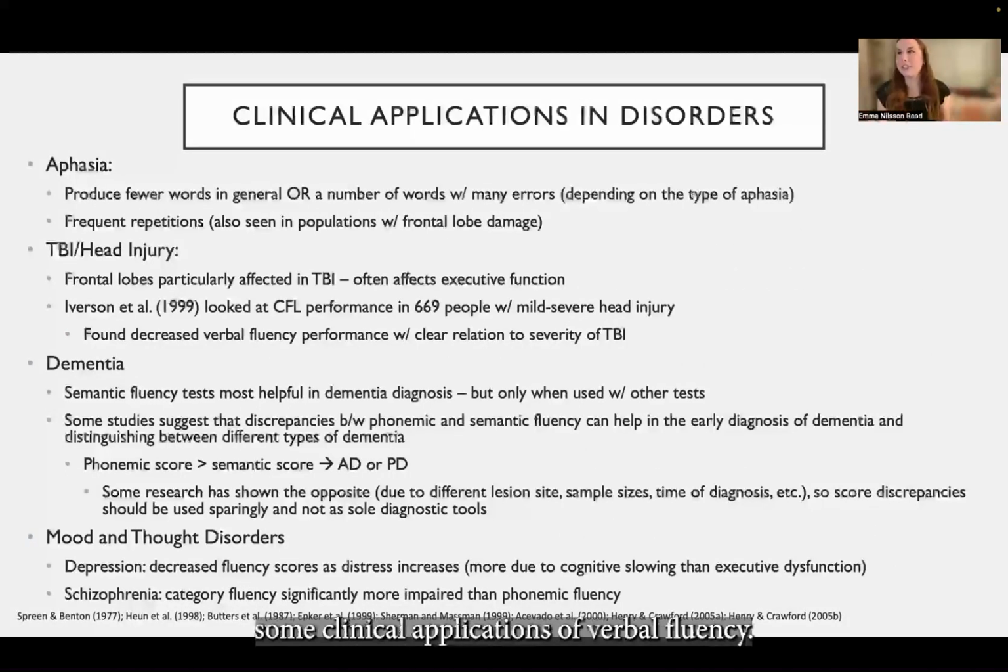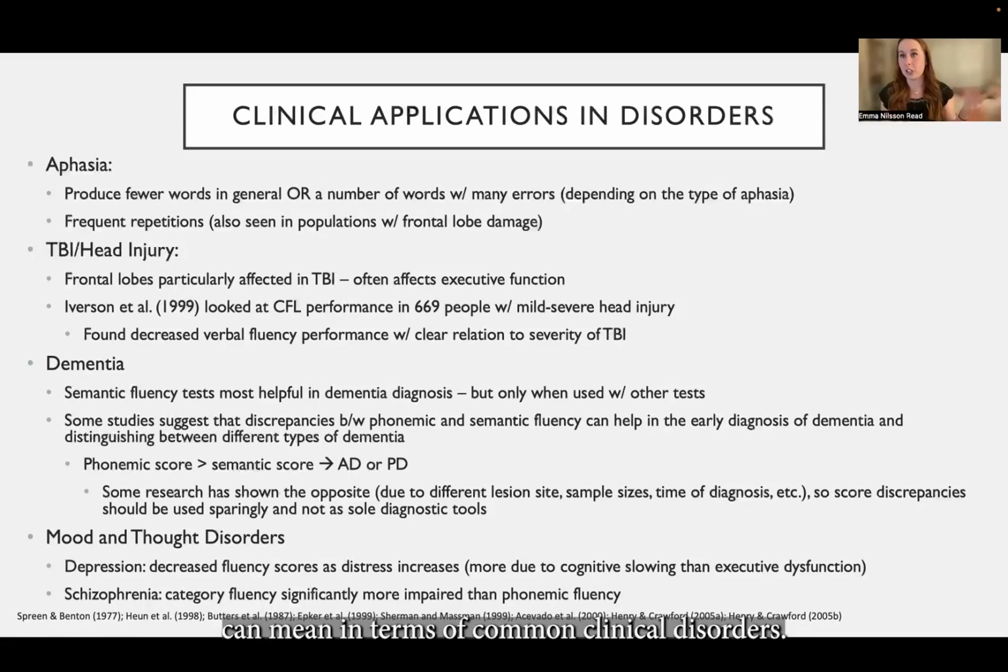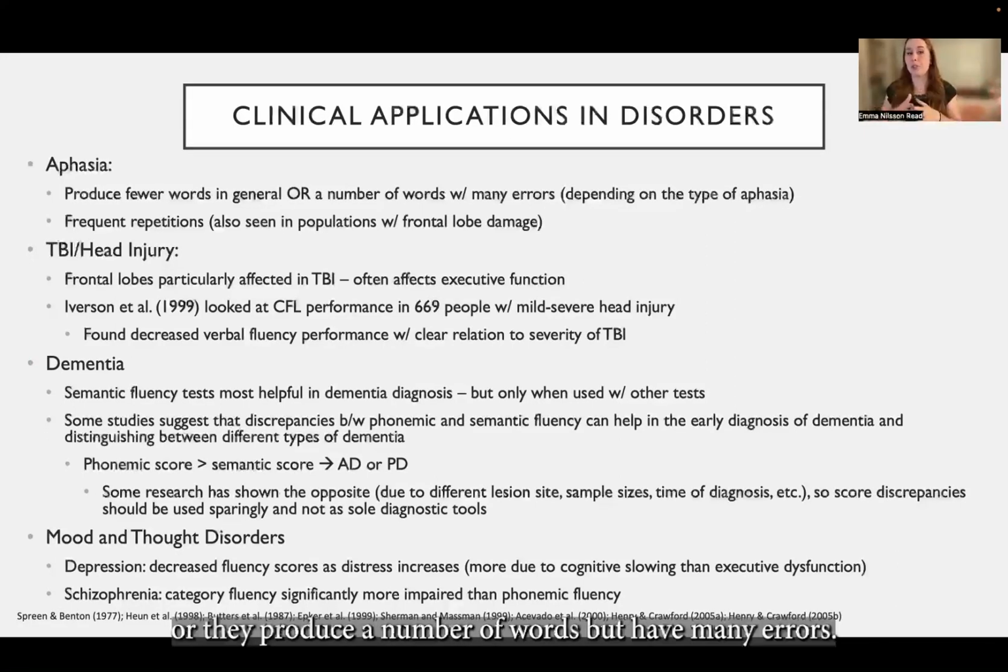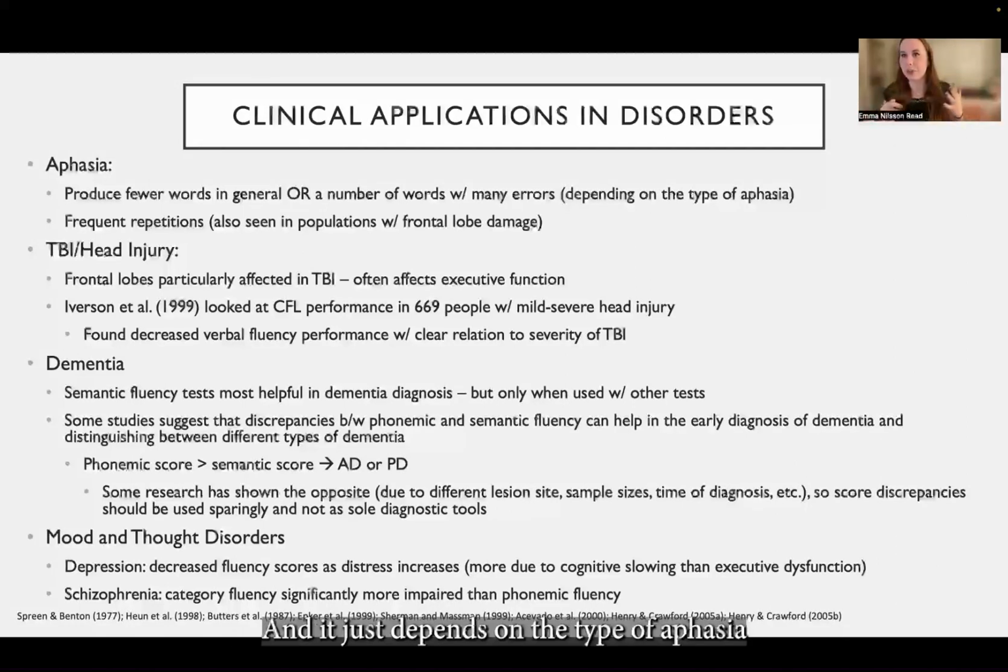Lastly, we're going to talk about some clinical applications of verbal fluency. In other words, what some deficits of verbal fluency can mean in terms of common clinical disorders. So for aphasia, they found that across the board, people with aphasia generally produce fewer words in general, or they produce a number of words but have many errors. And it just depends on the type of aphasia, fluent or non-fluent aphasia. They also see in populations with aphasia that they will have a lot of frequent repetitions in their responses, which also happens in populations that have frontal lobe damage, interestingly enough.